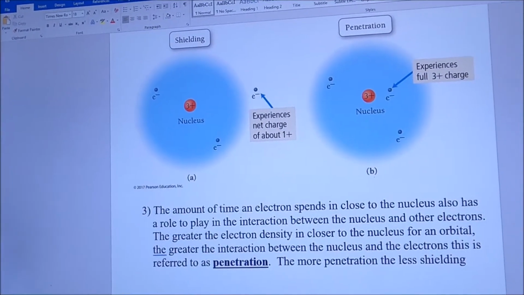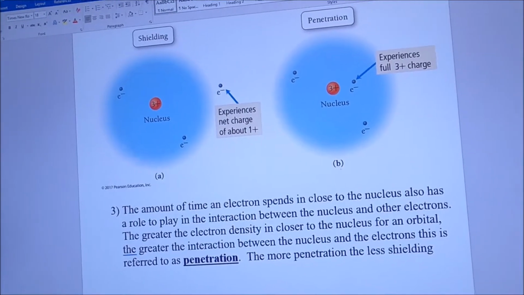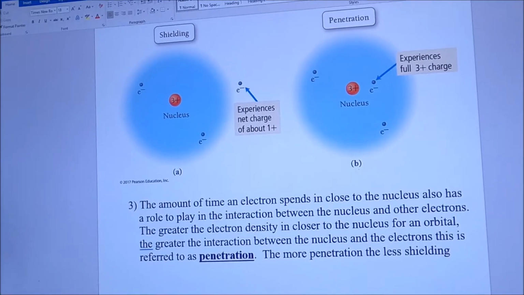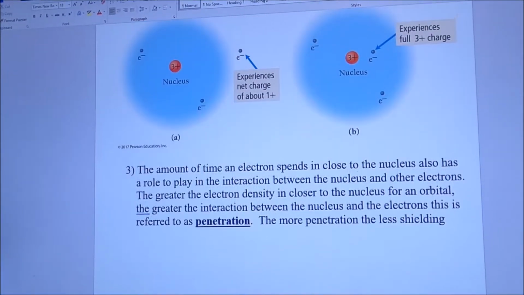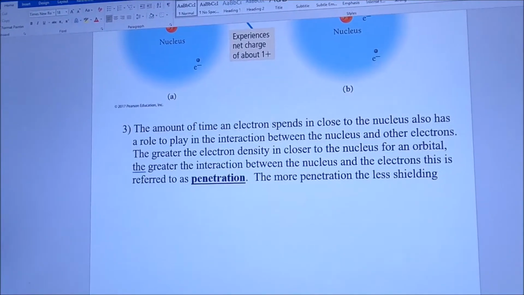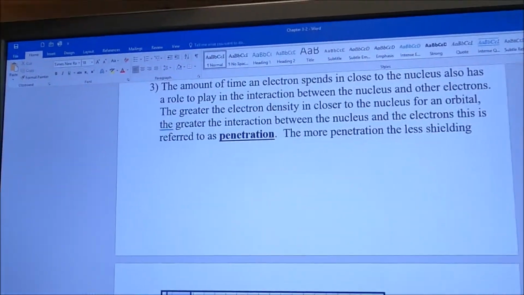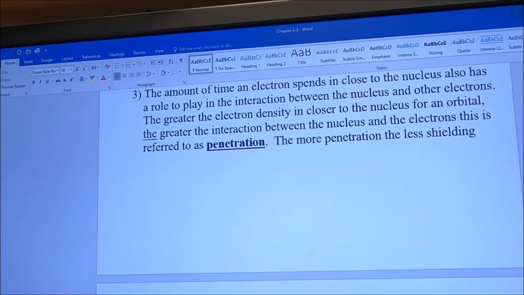Let's start out. We were talking about shielding and the fact that inner electrons shield outer electrons. Even electrons in the same shell can give a little bit of interference. And we were talking about penetration and how penetration affects the amount of shielding.